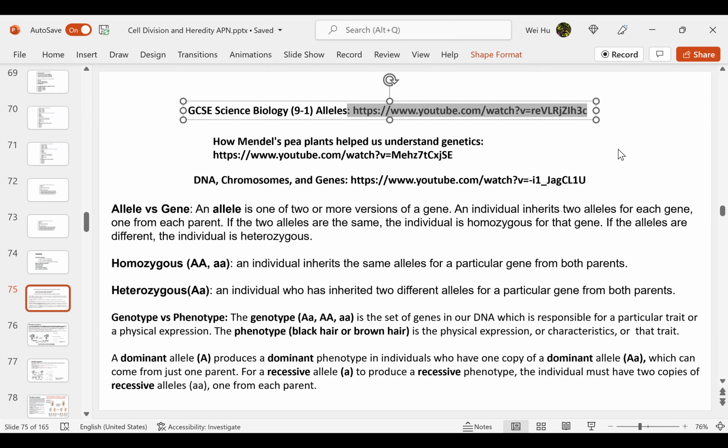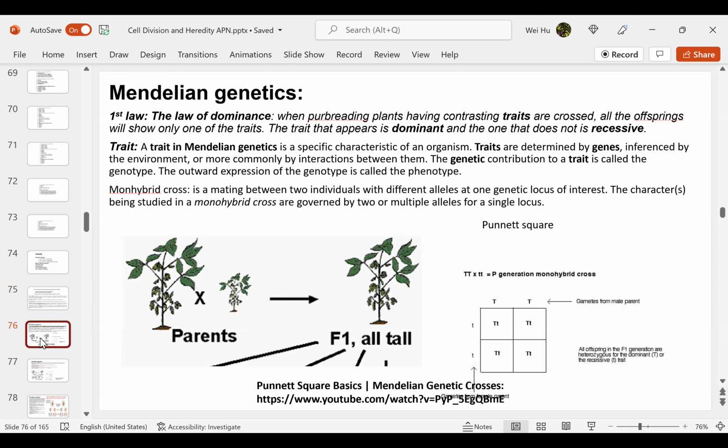Okay, so now let's go back to this page. This page is extremely important for you to review all of the general concepts. Please watch the video several times if you have problems with those concepts. So now let's start with the first law.